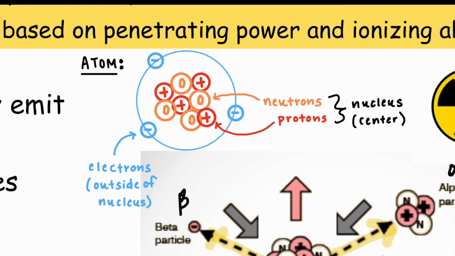Then we also have our neutrons, our neutrally charged particles, and our protons, our positively charged particles that make up the nucleus, or the center part of our atom. In nuclear chemistry, we're just focused on the changes that are occurring within that nucleus and forgetting about these electrons on the outside. So just looking at those neutrons and those protons.